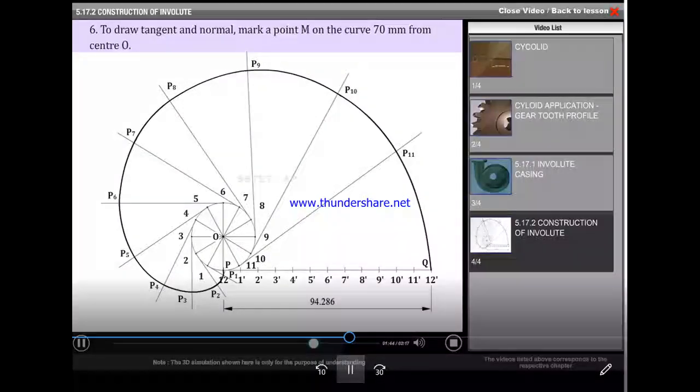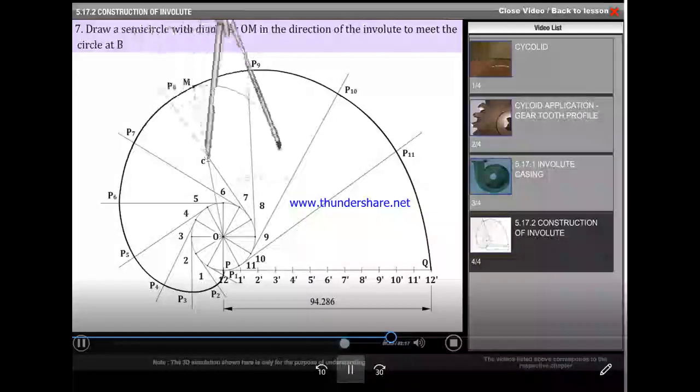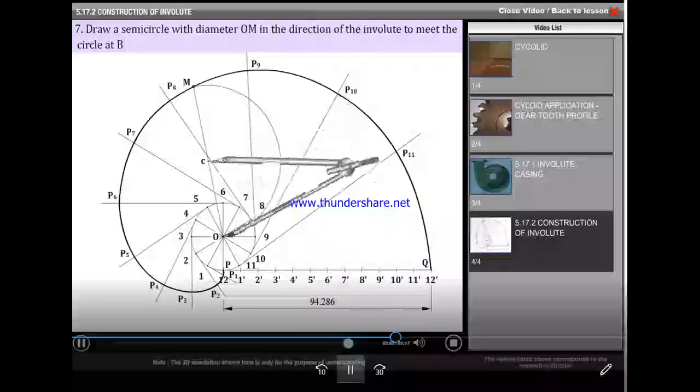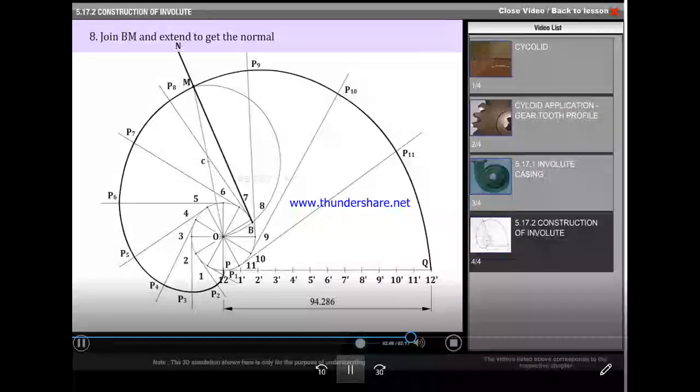To draw tangent and normal, mark a point M on the curve with center O and radius equal to 70 mm. Draw a semicircle with diameter OM in the direction of the involute to meet the circle at B. Join BM and extend to get the normal. Draw the tangent perpendicular to the normal.